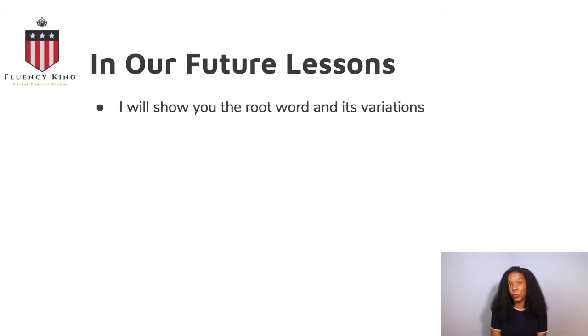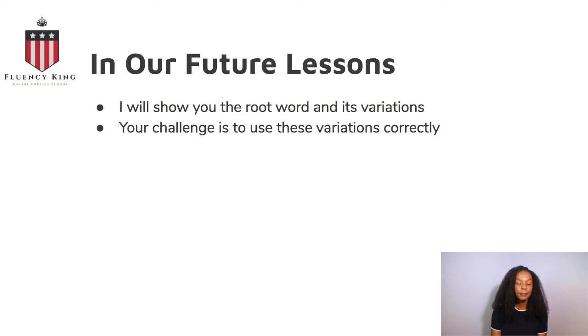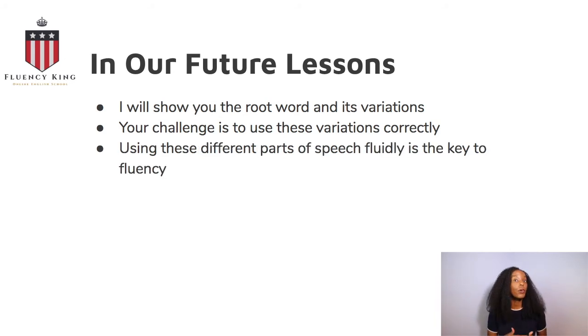Great! So in our future lessons, I'll show you the root of the word and its many different variations. I find it's easier to learn all the variations together. So it's like you learn four words for the price of one. They all have the same meanings, it's just that they're used in different parts of the sentence. And in each lesson, I'll show you how to use each of the variations correctly. Using these different words fluently is the key to becoming fluent in English.